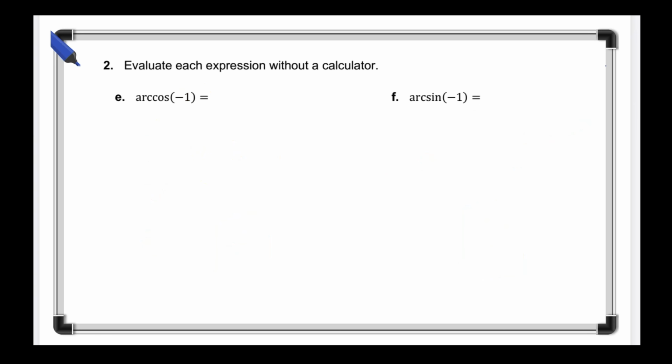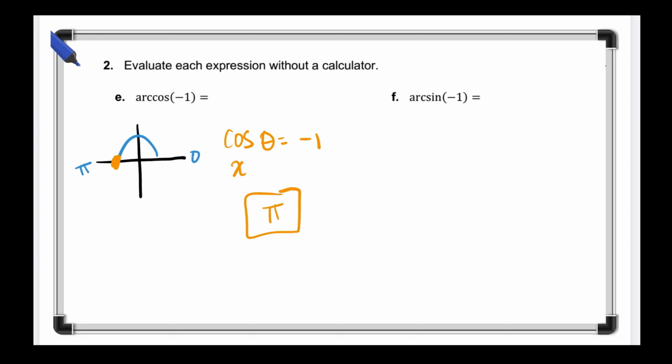Okay, so in letter E, I've got arccosine. So again, I'm between 0 and pi. So I have to ask myself, the cosine of some angle is going to be negative 1. So cosine is my x. So where is my x going to be a negative 1? It's going to be right here. And that is going to be at pi.